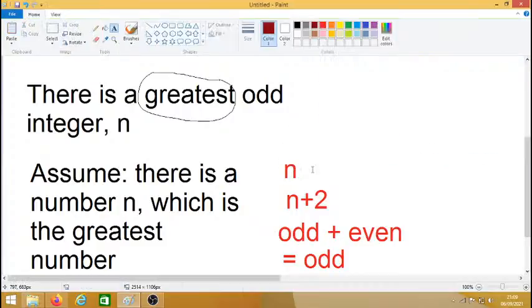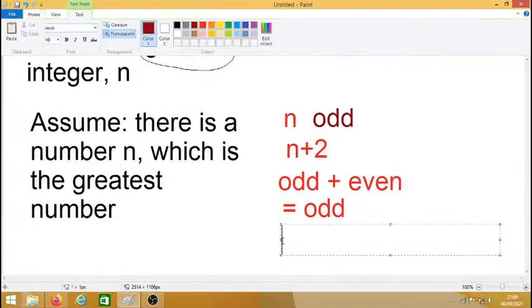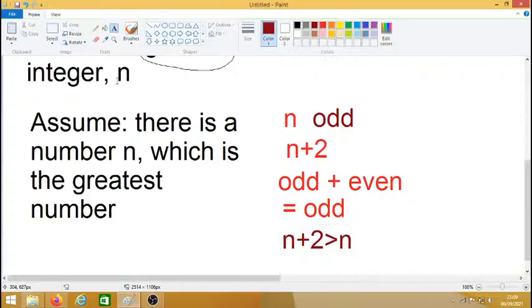So we've got n, which is odd, we've got n plus 2, so that's your odd number n, plus 2, which is an even number. So we've just proved that if n was odd, by adding on 2, we've ended up with an odd. But n plus 2, because we've added 2 to it, has to be bigger than n. But that contradicts what we started with, that n is the greatest odd number.